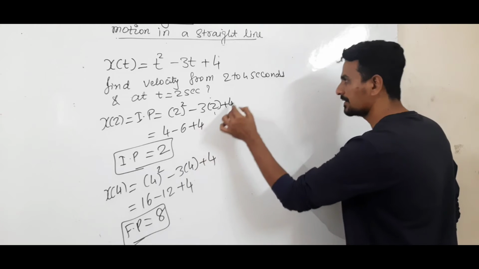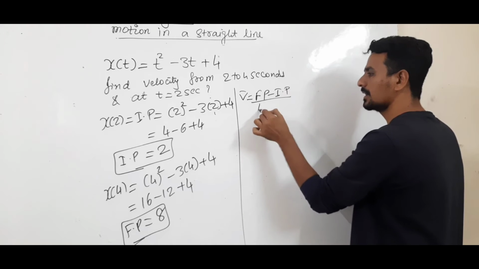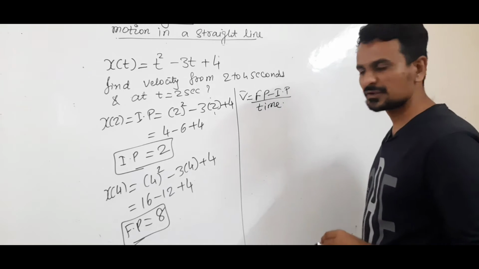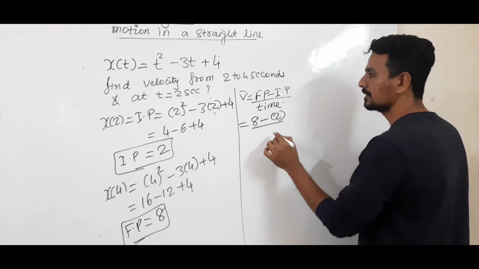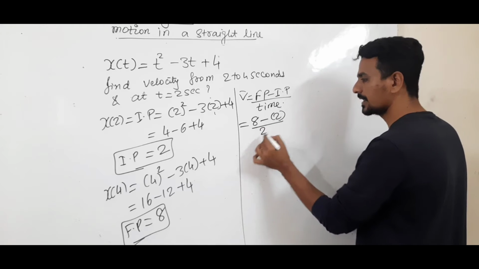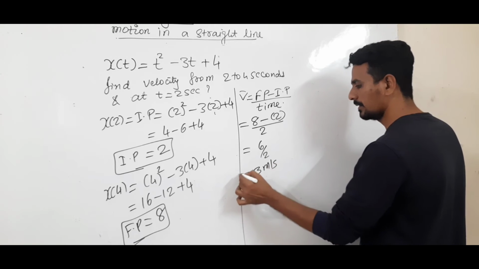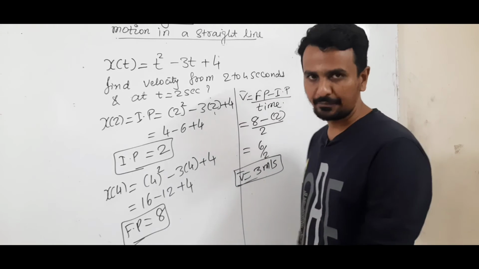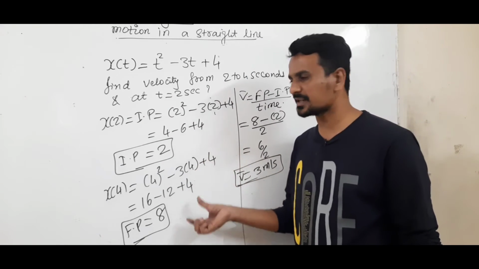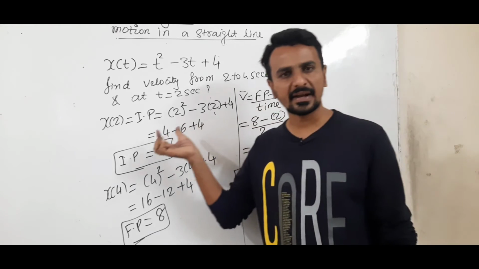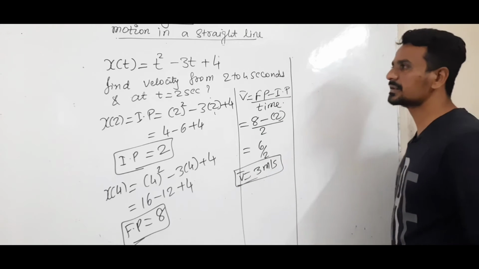Okay. So average velocity will be final position minus initial position by time taken. Final position is 8, initial is 2, time is 2 to 4, that means 2 seconds. So 6 by 2, 3 meter per second. This is your average velocity, right? See, I didn't do differentiation in order to get average velocity. You just have to place the time in order to get initial and final position, subtract it and you will get the average velocity. Now, how to get instantaneous?